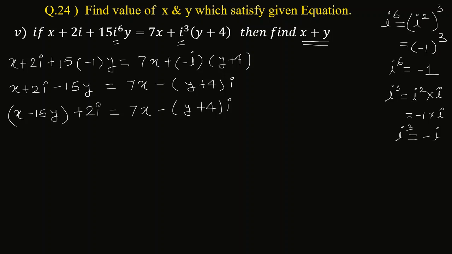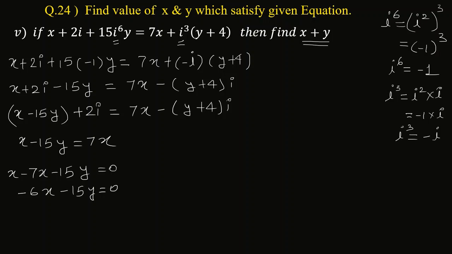That gives you x minus 15y is equal to 7x. So when we shift everything to the left we get x minus 7x minus 15y is equal to 0. So in the next step we get x minus 7x is minus 6x, minus 15y, which is equal to 0. Now divide throughout by minus 3, which gives you 2x plus 5y is equal to 0. We are getting a linear equation. We'll mark it as equation number 1.